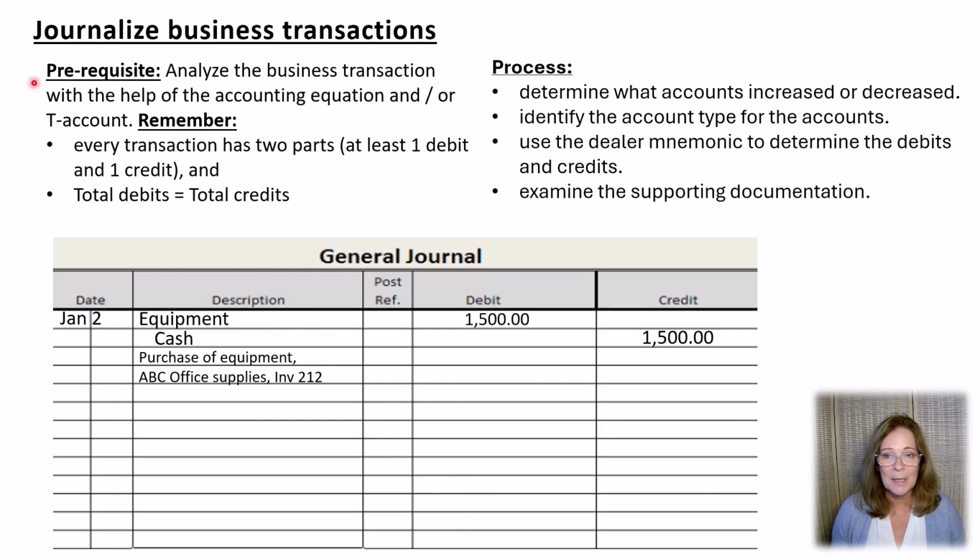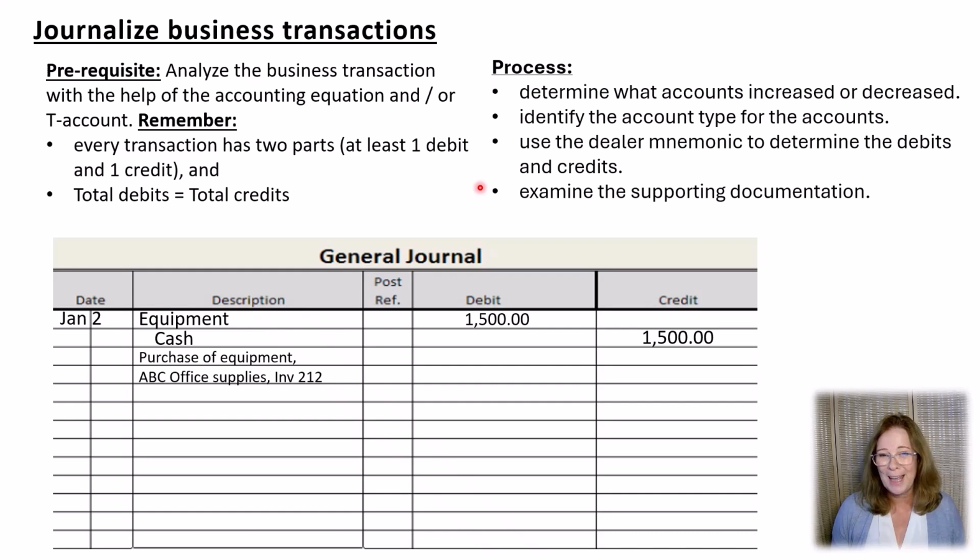So first, analyze the transaction. You do that by first determining what accounts increased or decreased. Then identify the account types for the accounts, and after that, use the dealer mnemonic to find the debits and credits. That will tell you how to record the transaction. Before you do that, though, you would also check the supporting documentation. Your reputation as an accountant is on the line when you record transactions without the supporting documentation or backup. I can't emphasize that enough. You have to have the right documentation before any transaction is recorded.